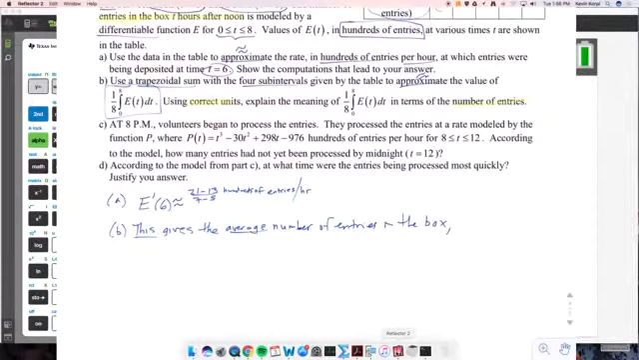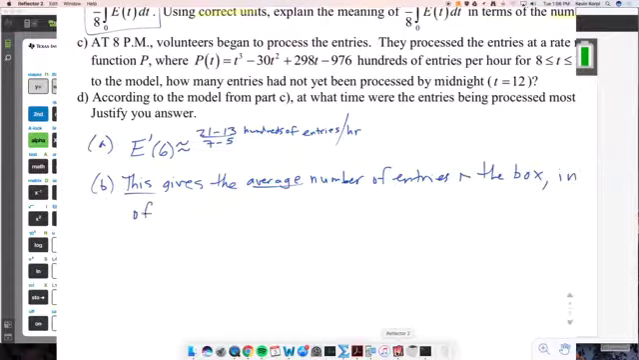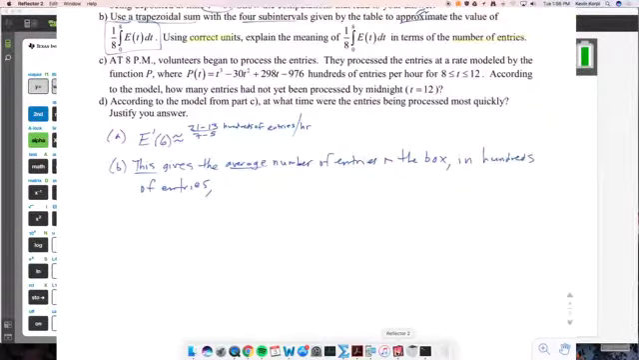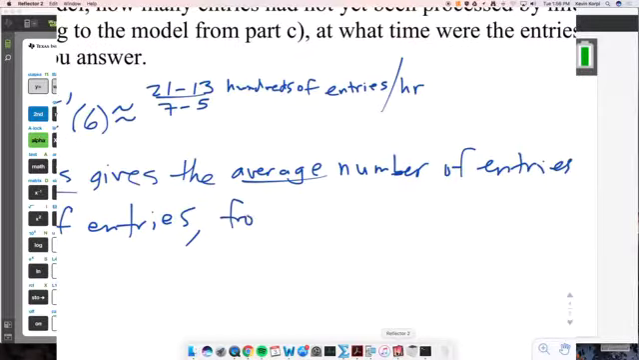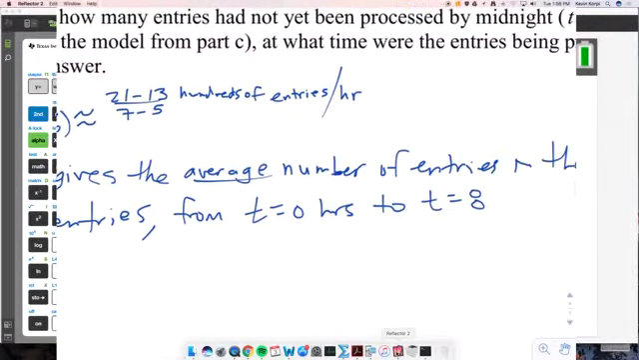And then what are the units? We need to put units in hundreds of entries. Good, in hundreds of entries. We talked yesterday about how some people forget to put the dependent variable in hundreds of entries from, and then we just list the time, from t equals 0 hours to t equals 8 hours.